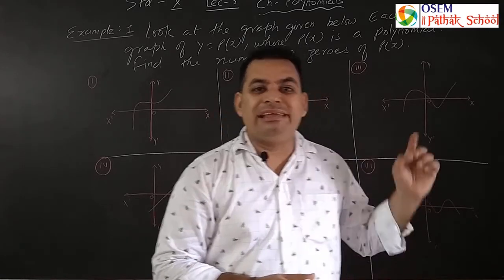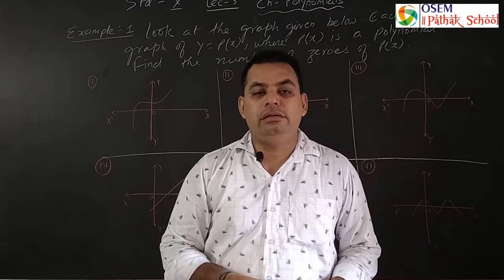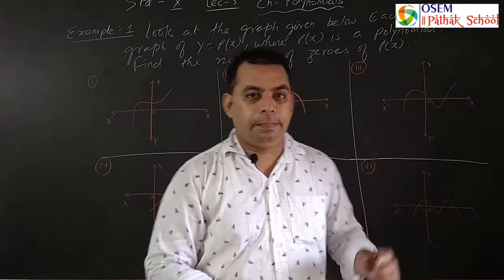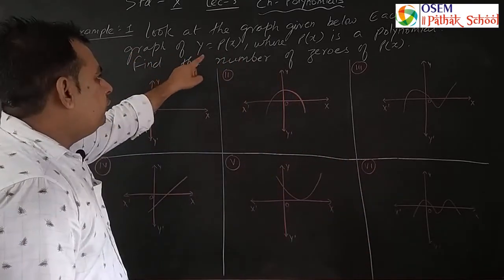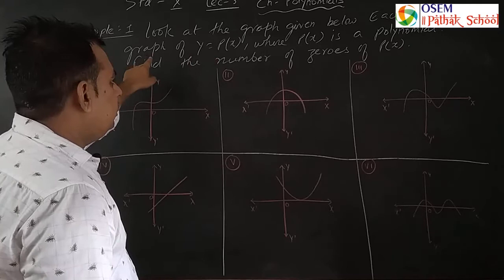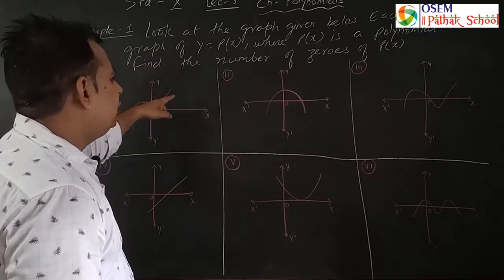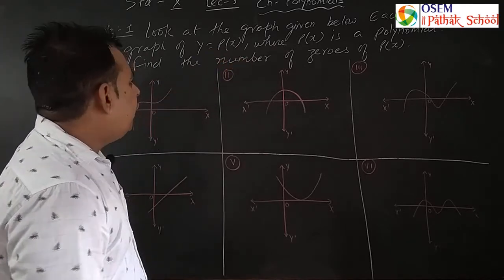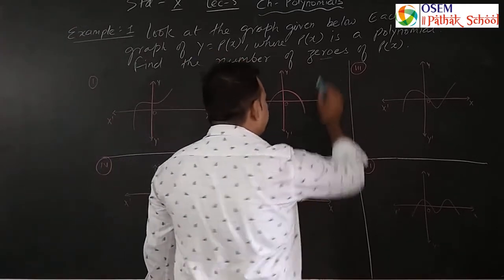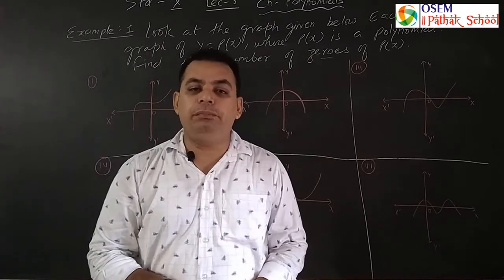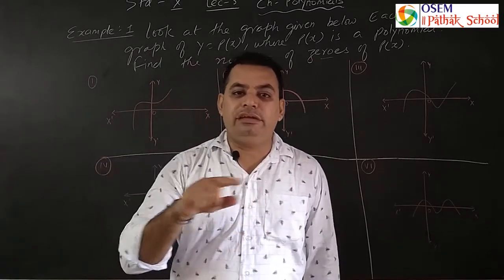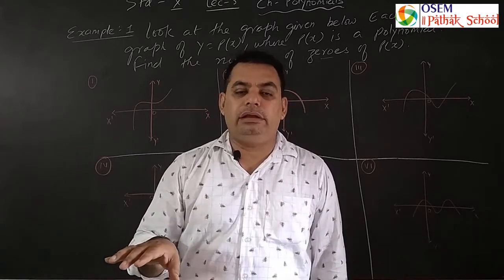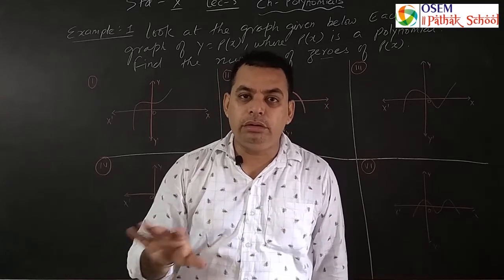This is example number 1 of chapter number 2 of standard 10. Look at the graph below. Each is the graph of y equals p(x), where p(x) is a polynomial. Find the number of zeros of p(x). We have to always find out the number of zeros of p(x). How many times it intersects the x-axis will be the number of zeros. If it doesn't intersect the x-axis, the number of zeros will be 0.